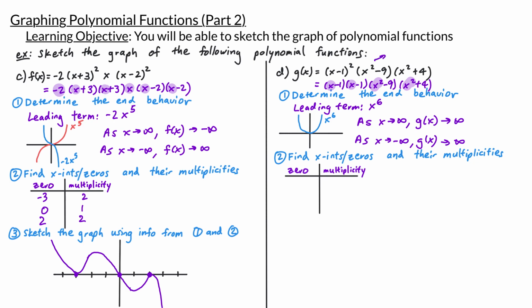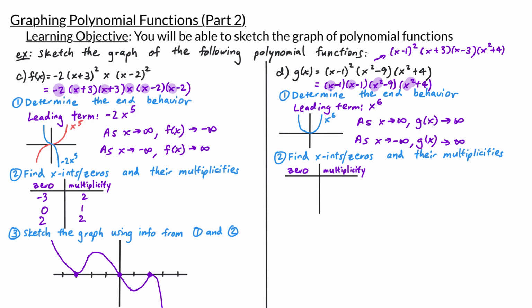So factoring this some more, we see that g of x is (x minus 1) squared. The x squared minus 9 is a difference of squares, so that can be written as (x plus 3) times (x minus 3). And then lastly, we have x squared plus 4. But I can't really factor that any further, so we'll just leave it as x squared plus 4. Because we have this x squared plus 4 factor, this doesn't quite look like x minus some number.